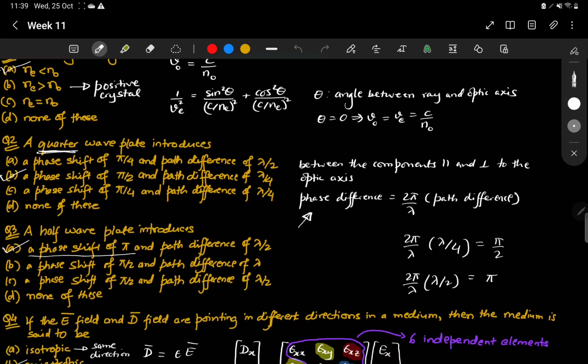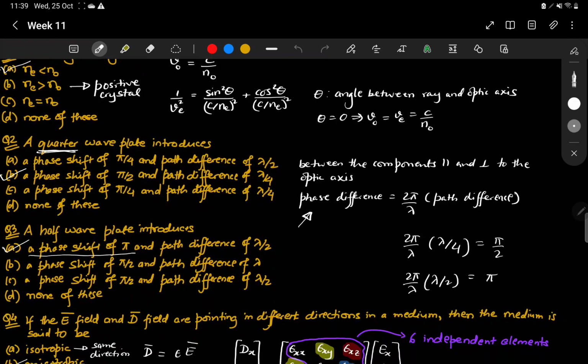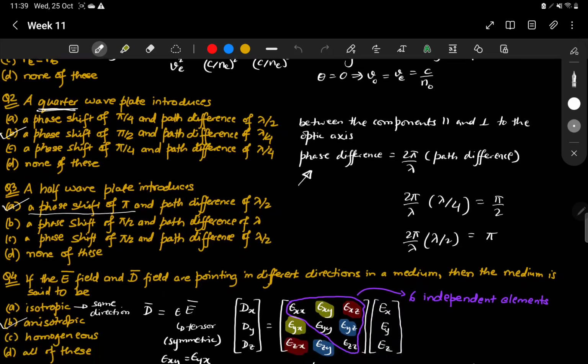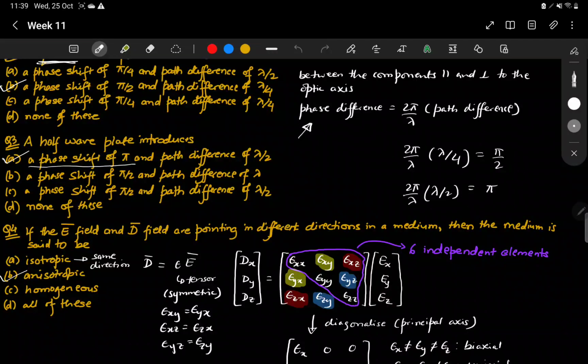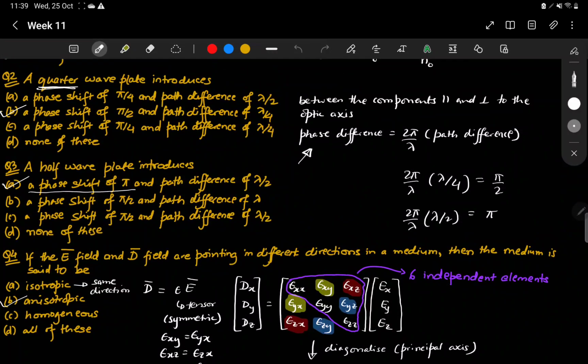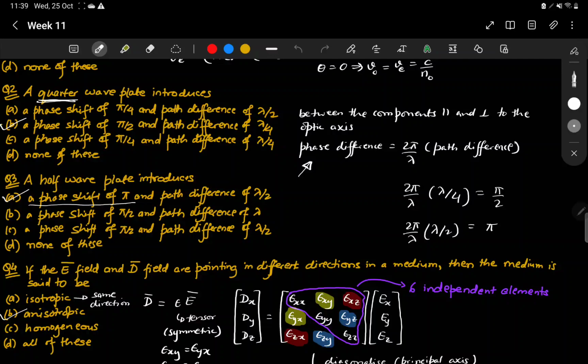A quarter wave plate introduces a phase shift of pi by 2 and a path difference of lambda by 4 between the components parallel and perpendicular to the optic axis. A half wave plate introduces a phase shift of pi and a path difference of lambda by 2.